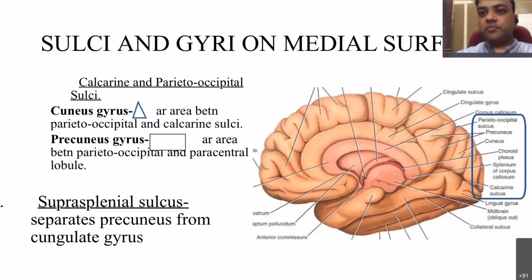Then other short sulci we can see the calcarine, already we have seen on the lateral surface, which is short on the lateral, but on the medial surface it is extending upward and forward. Okay. And the parieto-occipital sulcus. You can see they are enclosing a triangular area on the occipital lobe. So this triangular area is known as cuneus gyrus.